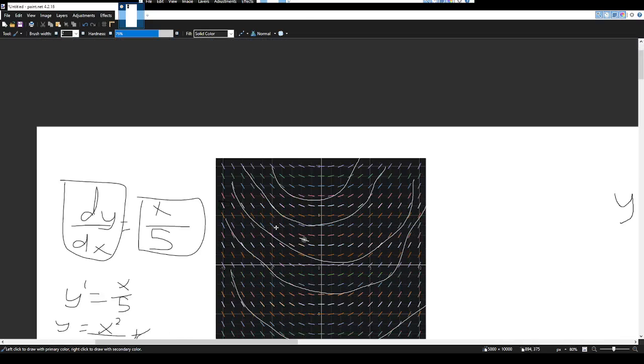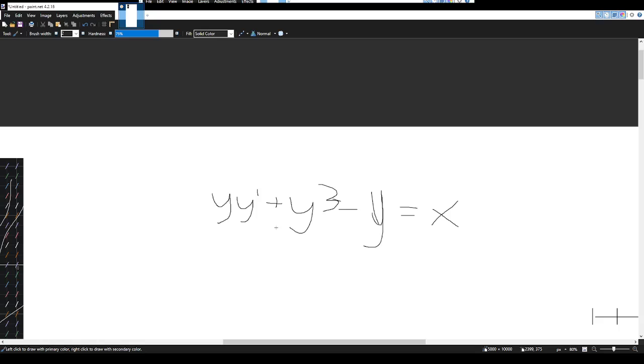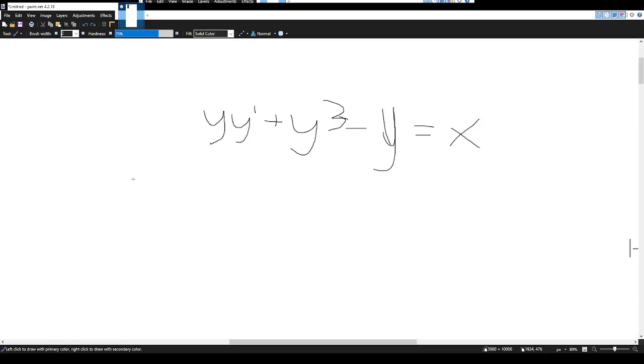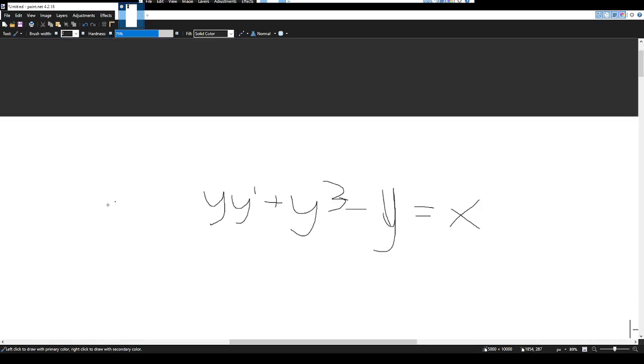So let's actually make a slope field from scratch, right? So I have this differential equation right here: y prime plus y to the third minus y equals x. So obviously, look at this and you're like, what the heck? I have no idea what the function y is going to look like. But that's what slope fields are for. So let's try to get y prime by itself.